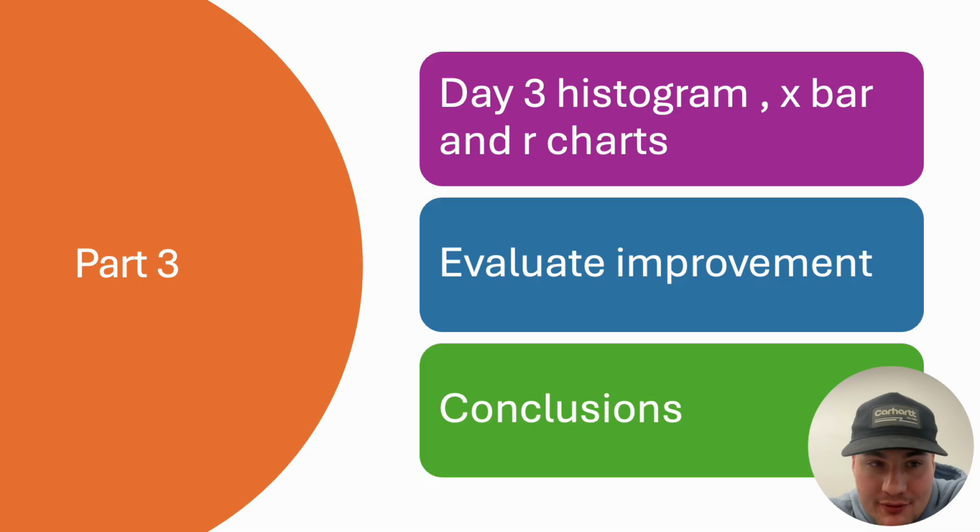Then we arrive to part 3. My part 3 overview is doing the day 3 histogram, X-bar, and R charts by itself. We will evaluate improvement and come to a conclusion. These only include day 3 data. Also, within day 3, the operator was told to stop adjusting the machine unless the chart showed a real significant signal.